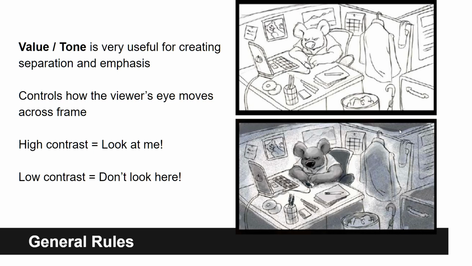And lower contrast, like in these areas where the values are closer to each other or less well-defined, means I shouldn't look there. So you can see just with a flat drawing with all this information, it's a little bit hard to kind of follow, but here it's easy for me to understand I'm supposed to be looking at the koala.